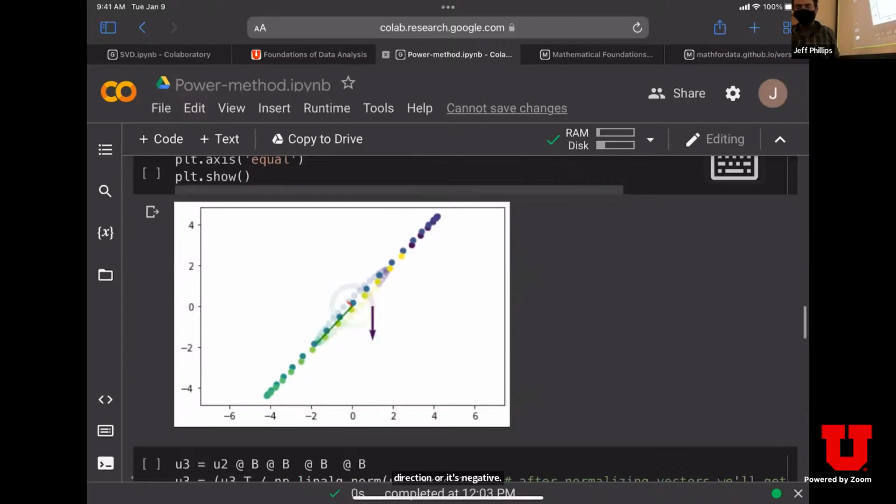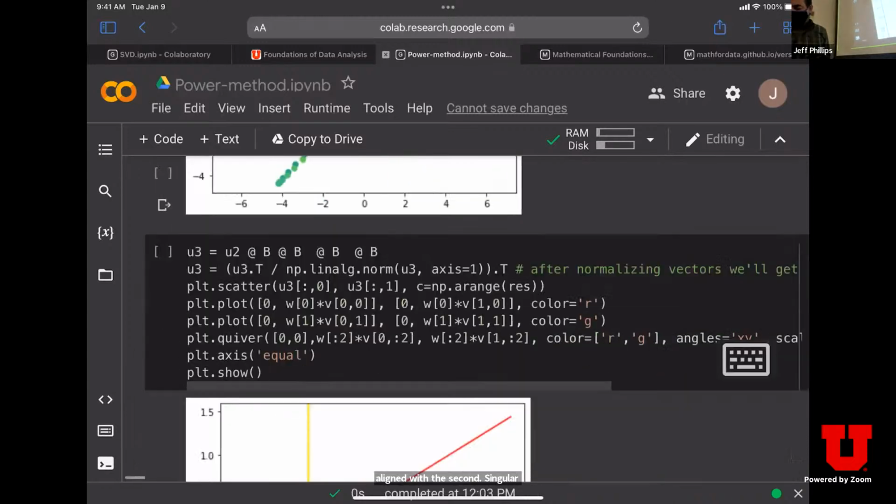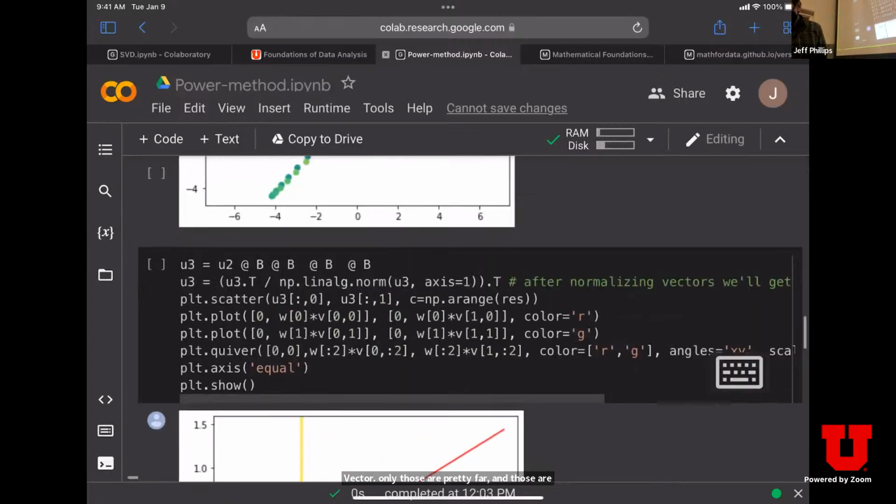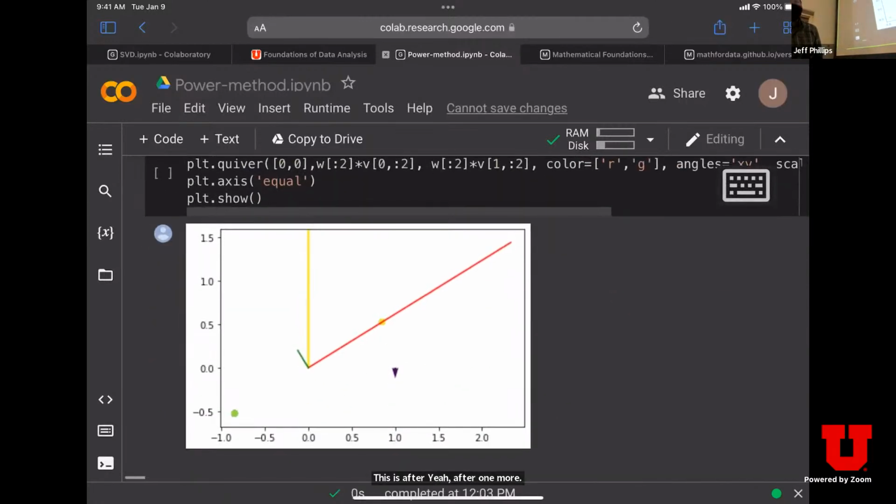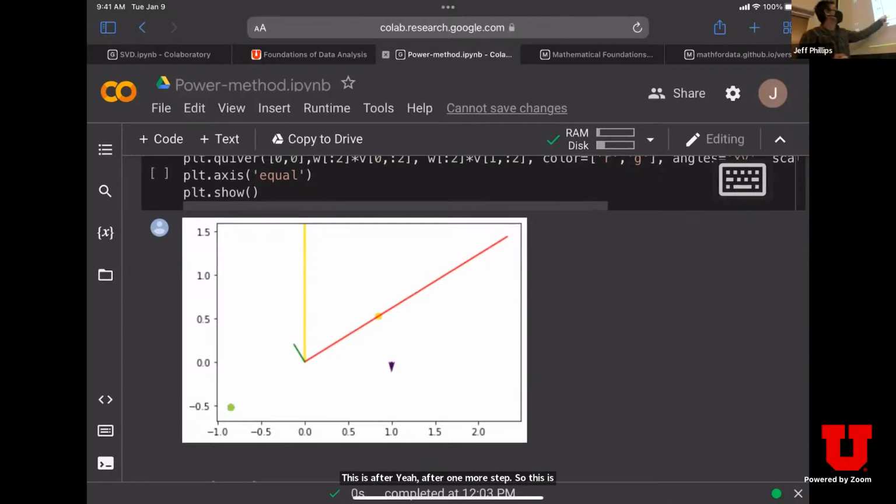If I do another step, this is now 2 steps, they're getting more and more stretched out, and more and more concentrated along this line. Even the ones that are not as far stretched out are pretty much pointed in the right direction, right? Only the ones that were very close to being aligned with the second singular vector are still pretty far off, and those are unlikely to happen. This is after 1 more step. So this is after 4 steps. Basically, everything winds up out here. There are only 2 points, and they're all basically aligned with the direction that we want them to be.